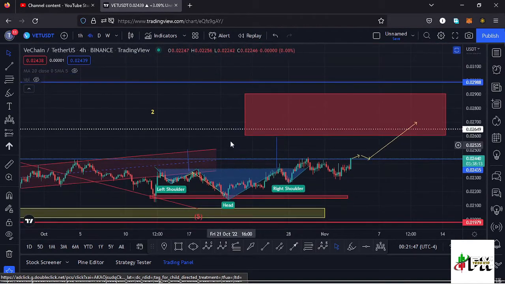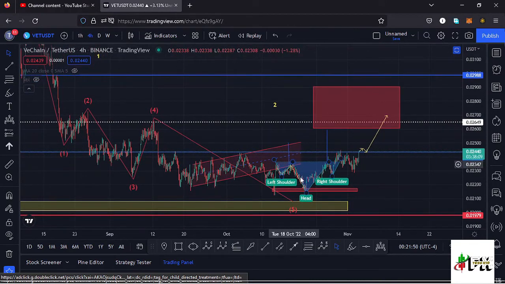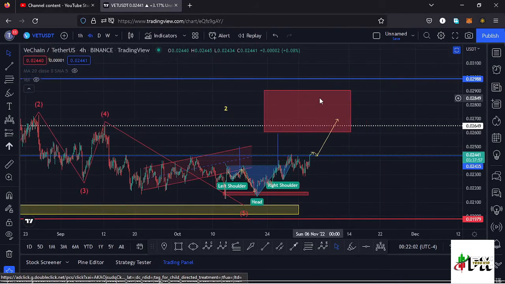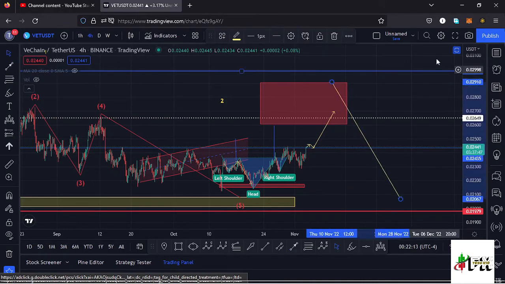So there are high chances once we see a breakout out of these chart patterns that I have drawn out over here, Vechain is going to give us a very nice bounce to the upper side, getting us back into this target area that I have drawn out over here in the formation of a second wave. And then from there, once we have fully maximized the formation of that second wave, we can expect a very nice impulsive movement to the lower side in the formation of a third wave. So let's be patient and see how that plays out.